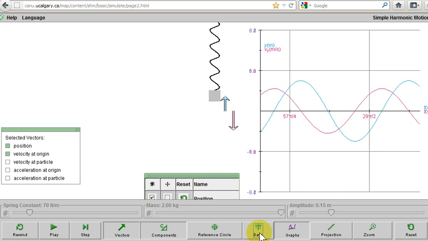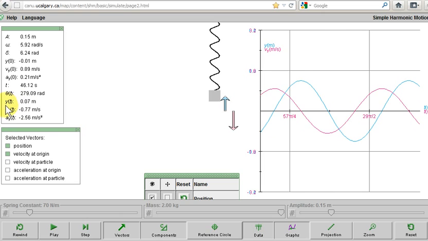We can bring up some data here. If we click on data, we can see the position. It's not called x here, actually it's called y. We normally call it x, but if we step through this motion, we can see y changing. See, y reaches its minimum value, which is minus 0.15, and then you can see it's increasing again up through 0. You can see y is increasing through 0, reaching its maximum value. So y is this vector here. Its maximum value is 0.15.